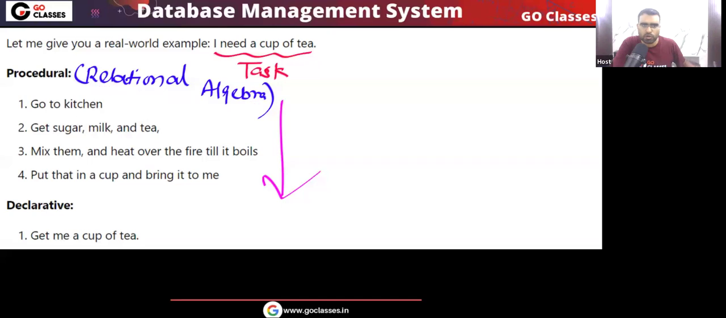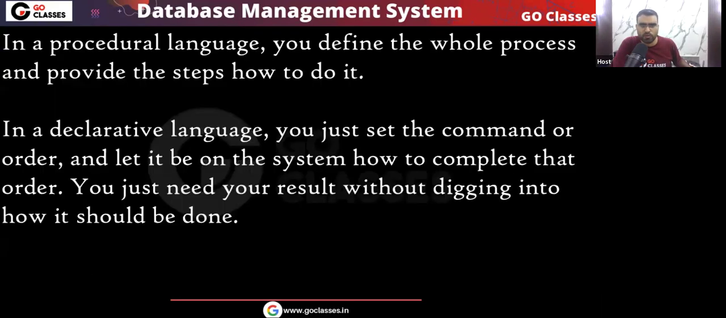Relational algebra is procedural. In a relational algebra query, we specify the step by step procedure for how to get the task done. In declarative, we just specify what we want. We don't specify how to get the task done. And you can see SQL is the example of declarative. Okay, very simple. Now let's move on.